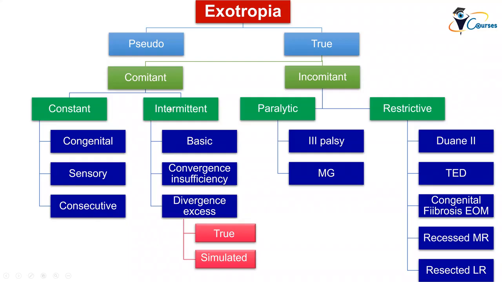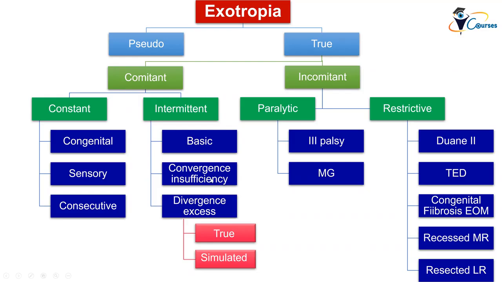And the intermittent, so it can be basic or due to convergence insufficiency or divergence excess. So intermittent exotropia means that it is exotropia that is not present all the time. It is not constant. And it is due to abnormalities in what's called fusional vergence. It can be basic, meaning that the angle for near equals the angle for far. When the patient is looking at a near target, it will be the same angle as when the patient is looking at a far target.